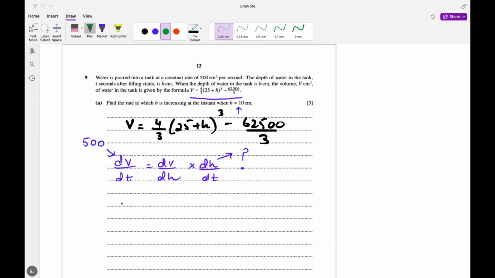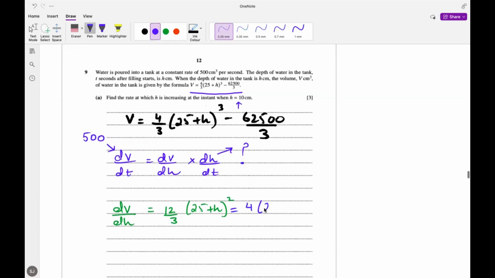So if we find the derivative of V, which is dV/dh, we multiply 3 by 4, that will become 12 upon 3 into (25 + h)², minus the derivative of a constant, which is 0. So we can write this as 4(25 + h)². Now substituting h = 10, we get 4 into (25 + 10), which is 35 squared. Substituting this in the calculator, we get 35 squared times 4 as 4900. So we have the value of dV/dh as 4900.